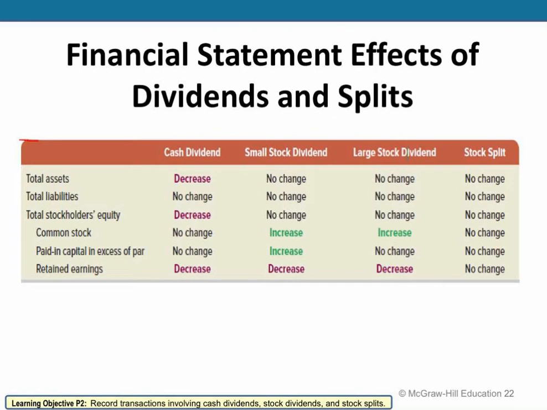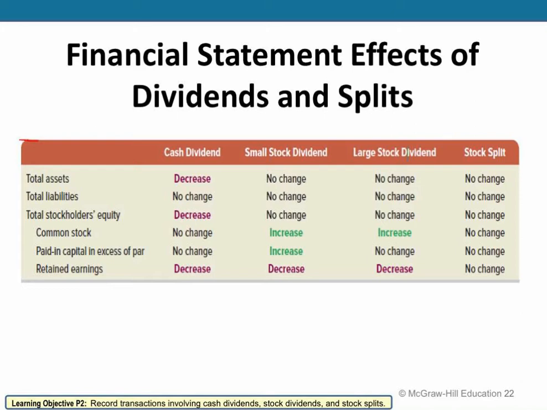Now looking at the large stock dividend here, the same thing for total liabilities and total assets. We're going to have no change. Net stockholders' equity is not going to change. Similar to the small stock dividend, we're going to decrease retained earnings and do something with it. Here we're going to debit retained earnings. Here we're going to credit common stock, but because we're not looking at the fair market value, we're just looking at the par value, we're only going to see an increase in common stock par value. So we're not going to have any change to the paid-in capital in excess of par because we're only listing that increase to common stock par value.